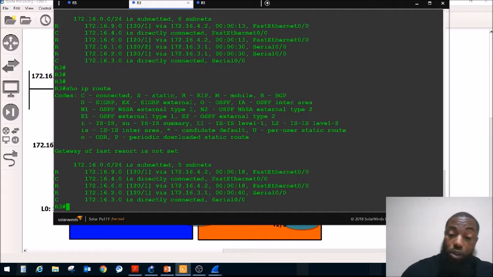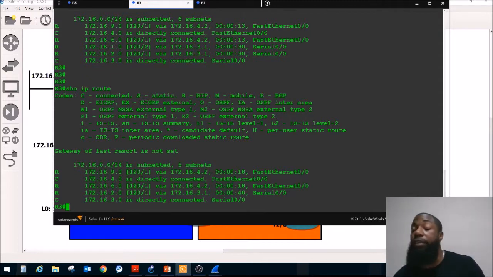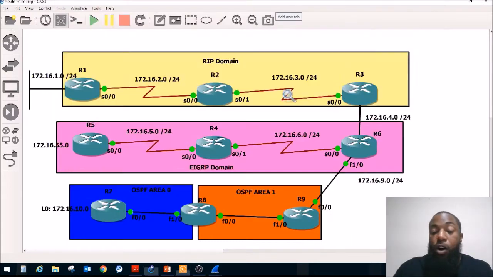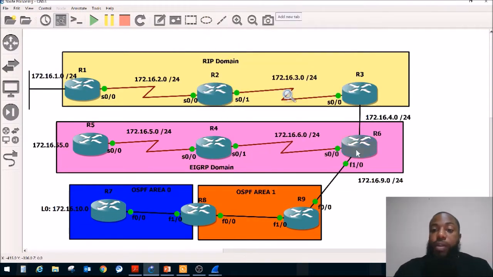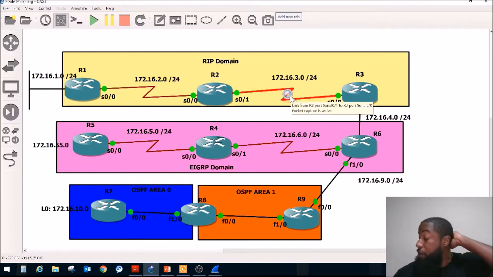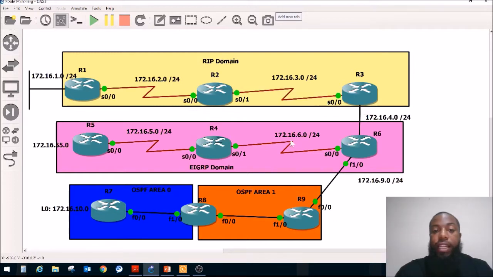So we poisoned the route with a 16 metric, and he says, oh, that's too far, and he took it off his routing table, and that's essentially what happens. So that's how RIP poisons routes. This is what route poisoning is. So now let's go ahead and take a look at EIGRP and see how EIGRP poisons routes.